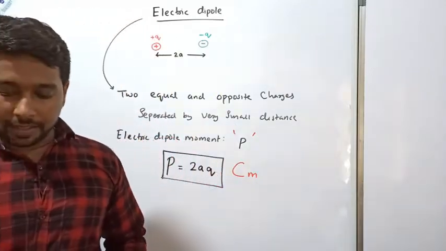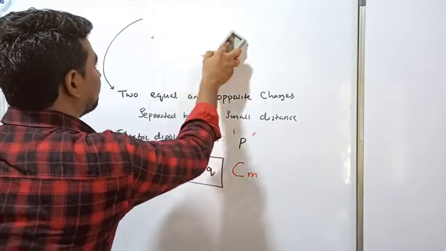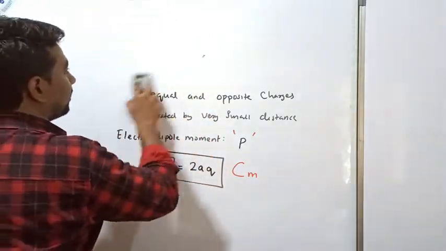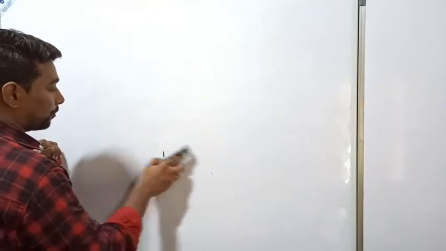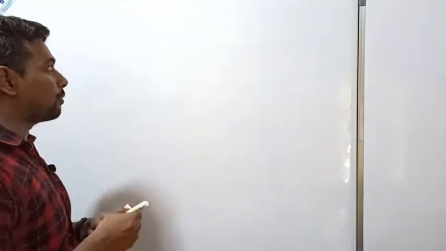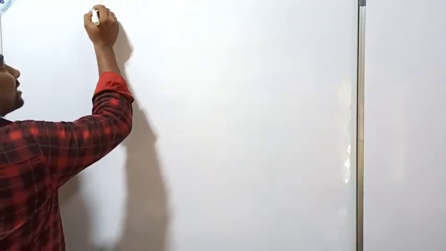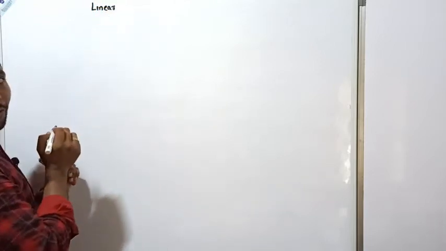Next we consider charge distribution in a system of charges. We are having 3, 4, 5, 6, etc., n number of charges. If you are having a system of charges, we can uniformly distribute these charges. You can distribute these charges in linear form.